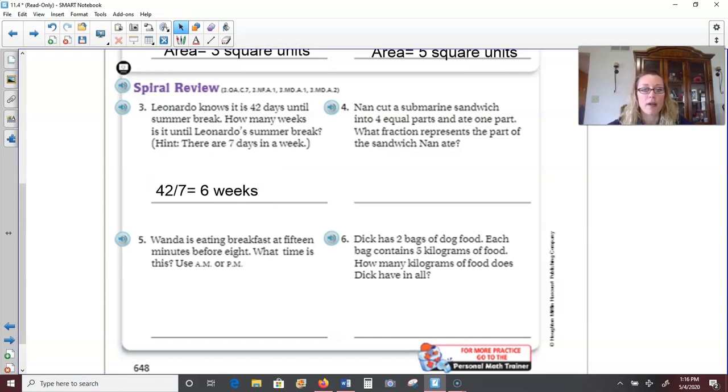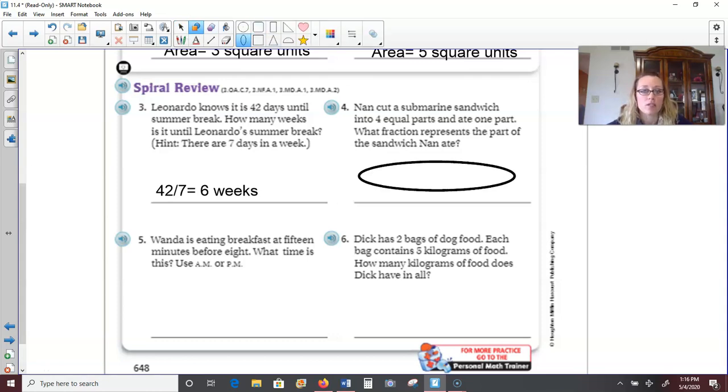All right, number 4, Nan cut a submarine sandwich into 4 equal parts and ate 1 part. What fraction represents the part of the sandwich that she ate? So a submarine sandwich. Wow, look at that. All right, and if she cut it into 4 equal parts, I know my parts aren't going to be equal, but you get the idea. And she ate 1 part. We'll give her this end.